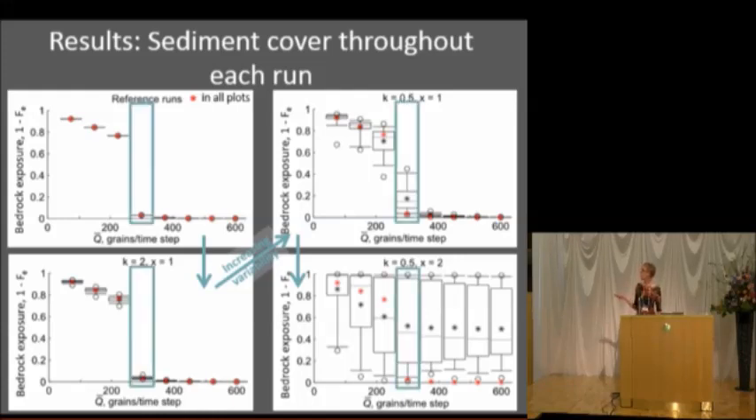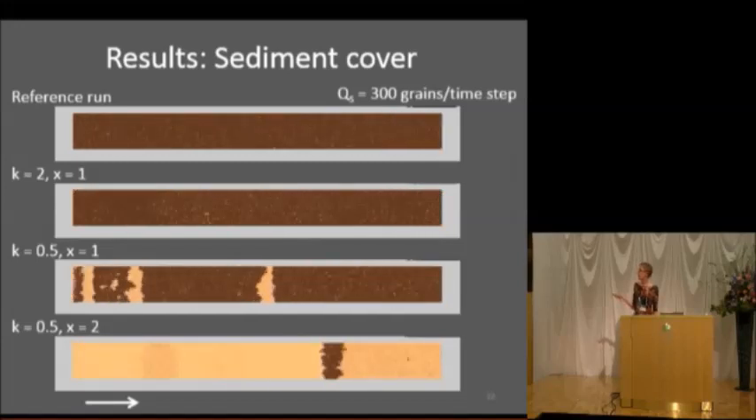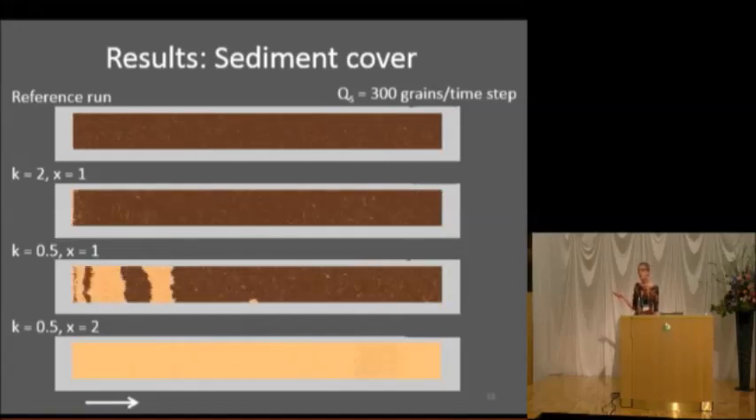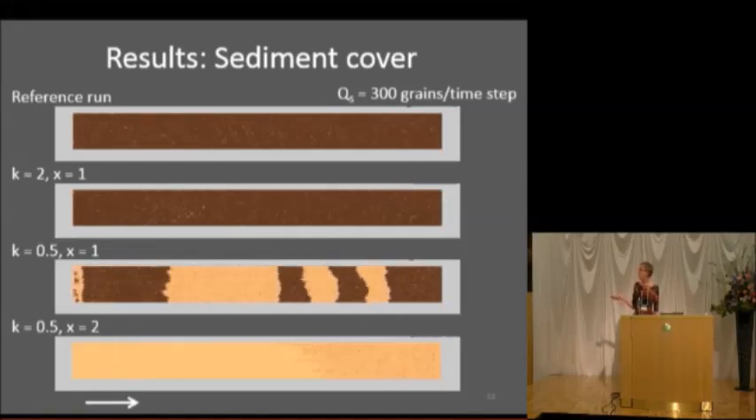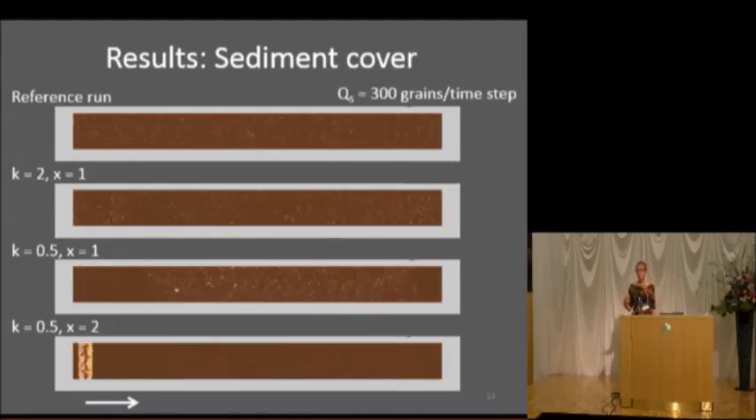And like I say, this model seems to be most sensitive to the fluctuation of inputs within these intermediate sediment input rates. And just a quick example to demonstrate that variability. You can see in this case here, we've got constant sediment cover. In this case here, the most variable sediment input, we've got these pulses of sediment moving down the system.